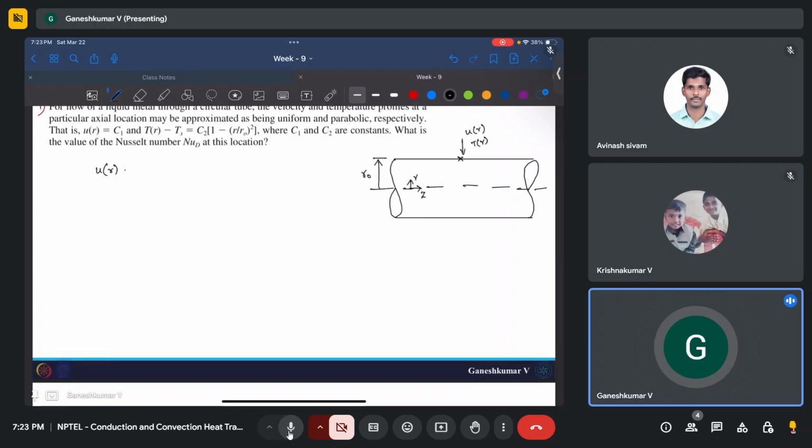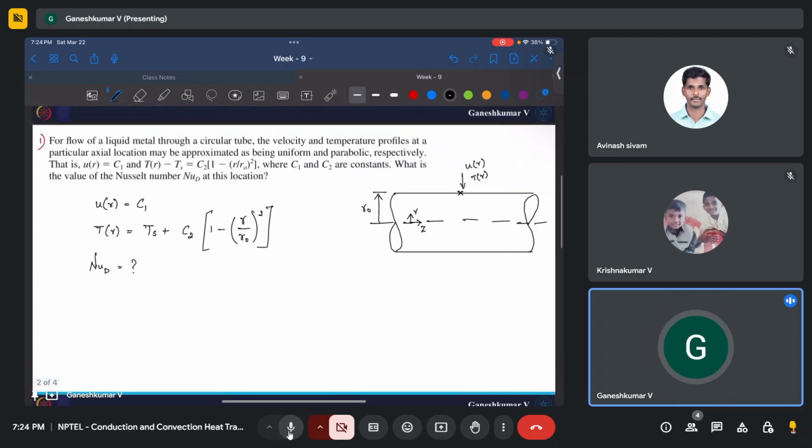U of R is equal to C1 and T of R is equal to Ts plus C2 times 1 minus R by R naught square. So the velocity profile is uniform while the temperature profile is parabolic. Now we have to find the Nusselt number based on diameter, Nu_D. That is what we need to find out.